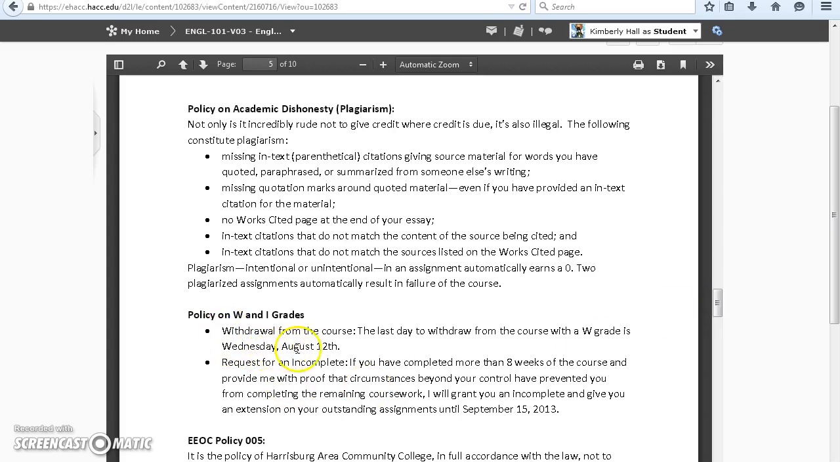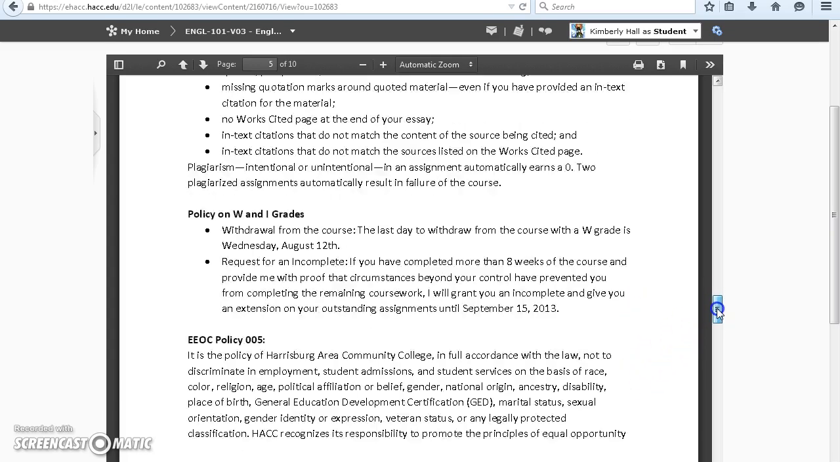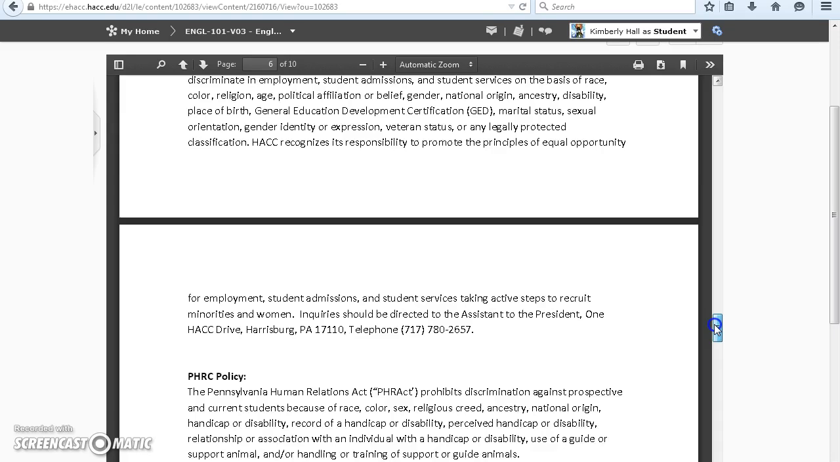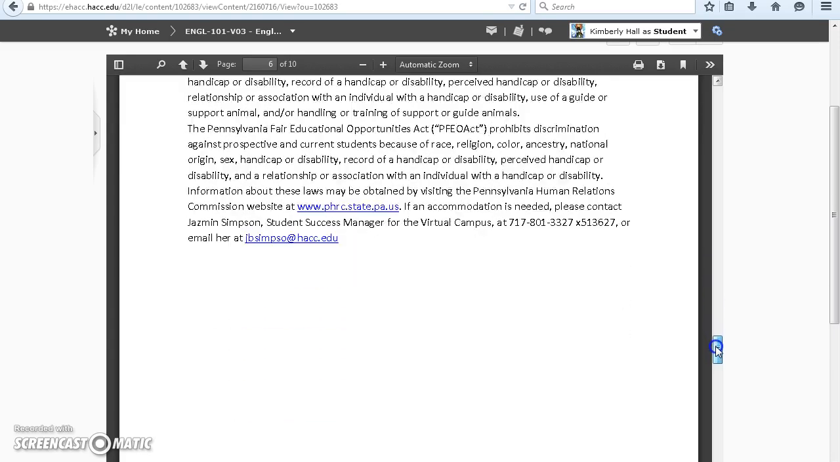Policy on withdrawing from the class: the last day that you can do that is Wednesday, August the 12th. That's because the last day of the summer session is Thursday, August 13th, and we need to give virtual drops time to process things, so you have to get everything in by Wednesday if you should choose to withdraw. Incomplete: if you've completed more than 8 weeks of the course and something's come up that is going to prevent you from finishing, you can request an incomplete and we'll talk about it, and that gives you an extension on the outstanding work. The other 2 policies here are legal policies. They're on the website, so we'll skip those.